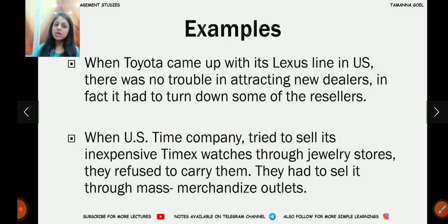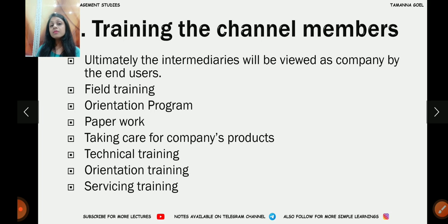So they had to change their channel of distribution altogether, and they had to sell their inexpensive watches through mass merchandise stores. So these can be various examples of how your channel members are important, on what criteria, on what basis you have to select your channel members. So that's the first step in the channel management decision. Moving ahead, then comes training the channel members.